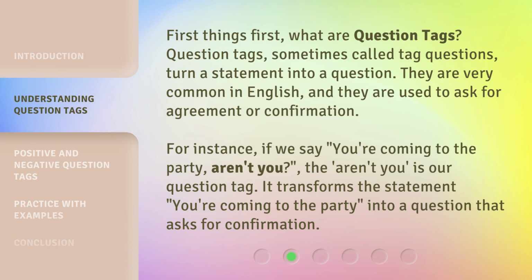First things first, what are question tags? Question tags, sometimes called tag questions, turn a statement into a question. They are very common in English, and they are used to ask for agreement or confirmation. For instance, if we say, "You're coming to the party, aren't you?" The "aren't you" is our question tag. It transforms the statement, "You're coming to the party," into a question that asks for confirmation.